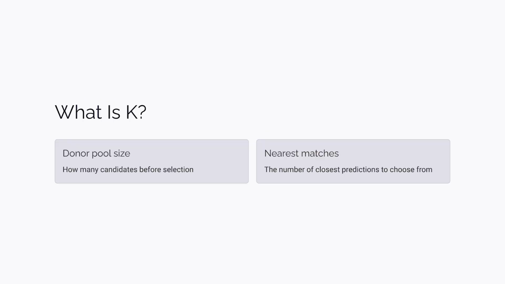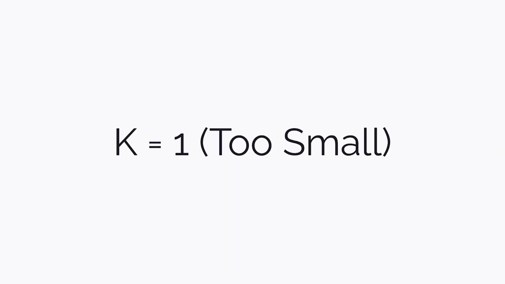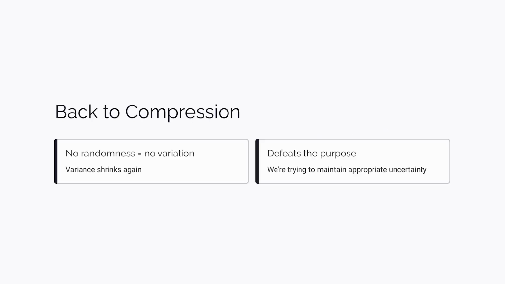Let's tackle both questions. The K-parameter is your donor pool size. It matters. If K equals 1, you always pick the single closest match, no randomness. 2 similar cases get the exact same imputed value. You've basically recreated the variance compression problem.